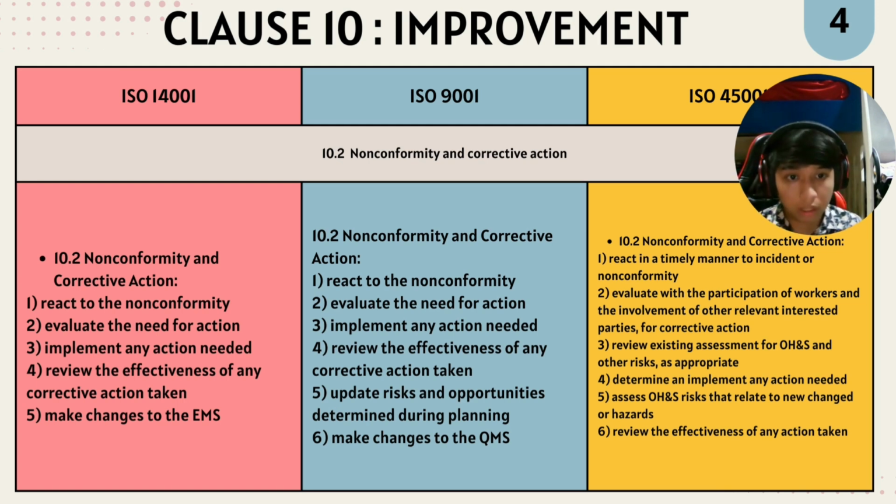For ISO 9001, first react to the nonconformity, evaluate the need for action, implement any action needed, review the effectiveness of any corrective action taken, and update risks and opportunities determined during the planning, and the last one is to make changes to the QMS.